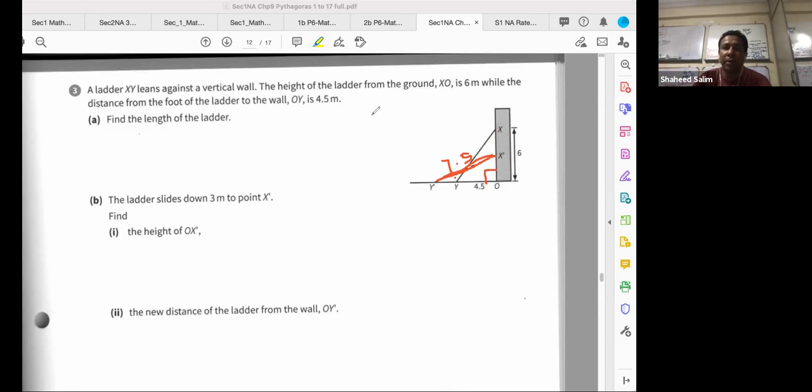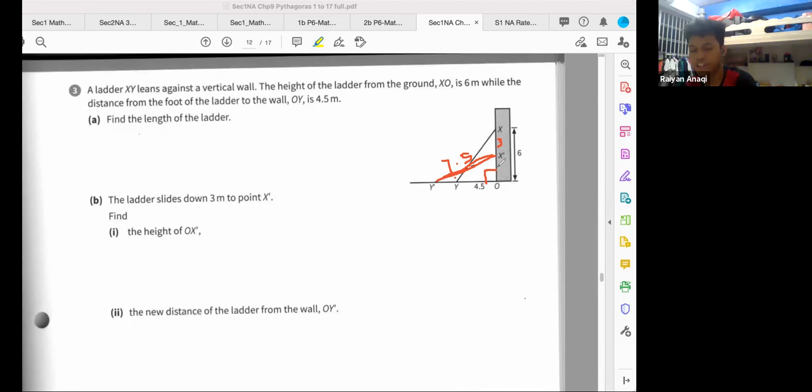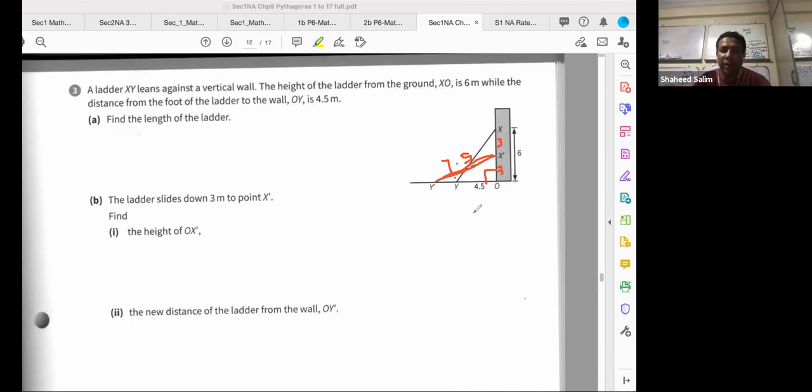So now they tell you the ladder slides down 3 meters. This down here is 3 meters. So this whole thing is 6 meters. The whole thing is 6, right? Slide down 3, so the balance is how many here? It's 3. So now you can find the new distance OY. You can find this one, again using the same formula. Can you see now? Are you clear?